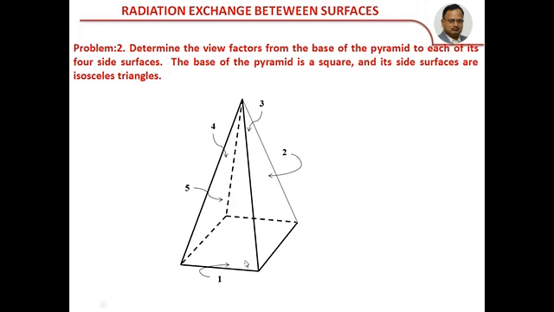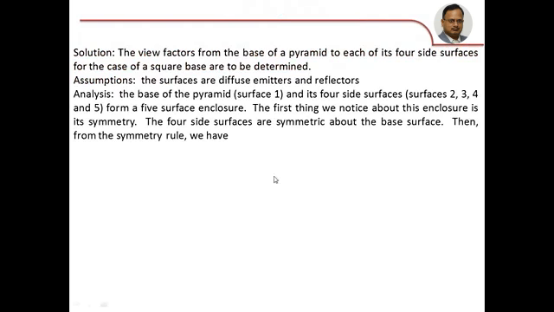Determine the view factors from the base of the pyramid, that is from 1 to each of its 4 sides. What is F12? What is F13? What is F14? What is F15? The base is a rectangle or a square, and all the side surfaces are isosceles triangles. So we assume again all faces are diffuse emitters and reflectors. And we take the base of the pyramid as 1 and the 4 sides as 2, 3, 4, 5.